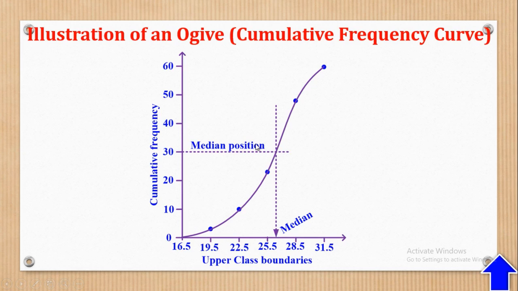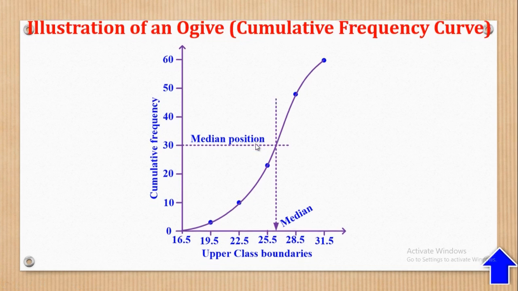Now to estimate the median, you have to first look for the median position. For this case, the total frequency is 60. So 60 divided by 2, I'll come up with 30. So I'll come at 30, draw my horizontal line to meet the curve, then drop a perpendicular from the point where the line meets the curve to meet the horizontal axis and read off this value. So the value you read off will now be your median. So basically that's how an Ogive can be used to estimate the median.